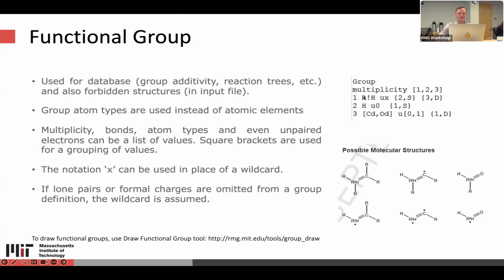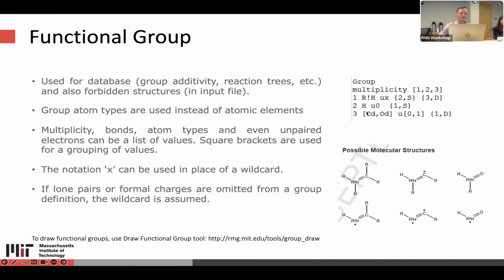So it looks very much like an adjacency list, but the atom types here can be extended. So instead of just being an element like carbon, I can say R exclamation mark H, meaning anything except a hydrogen. So there's a few extra definitions of group types here. We can also replace things with a list. So here I'm saying this could be a carbon with a double bond or an oxygen with a double bond.